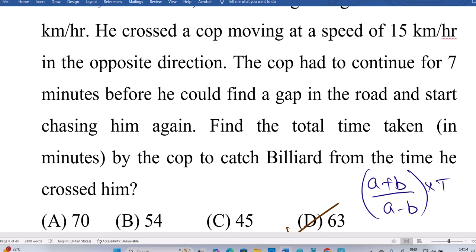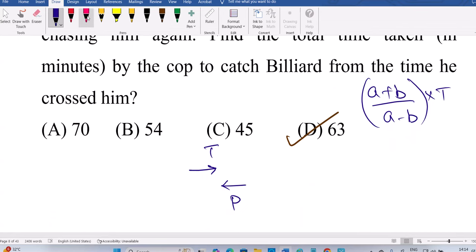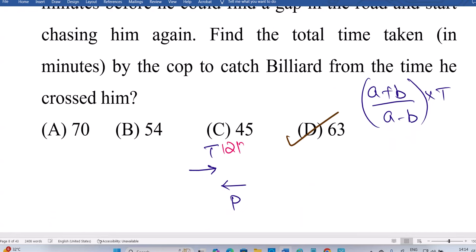Right. In between, thief also travels, right? Police is traveling, thief is traveling. How much distance? How can you decide that? Thief traveling with what speed? 12. Police with speed 15. Right. Now, as they're traveling in opposite direction for how much time?